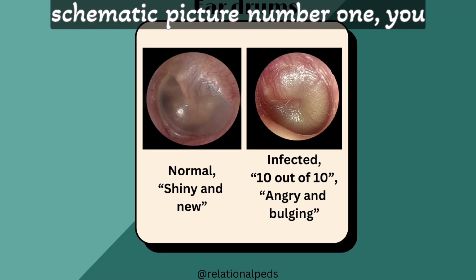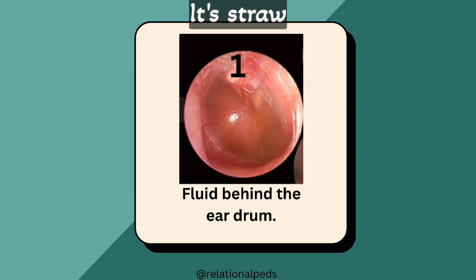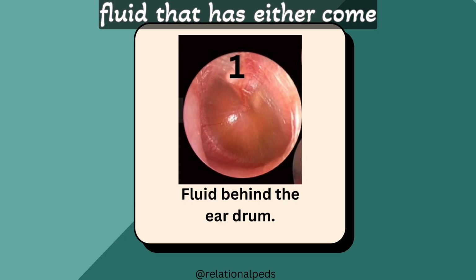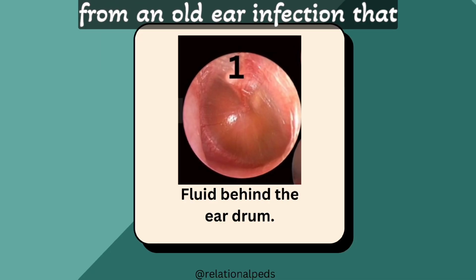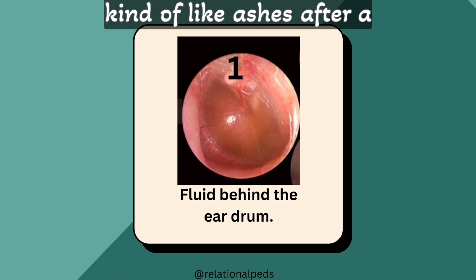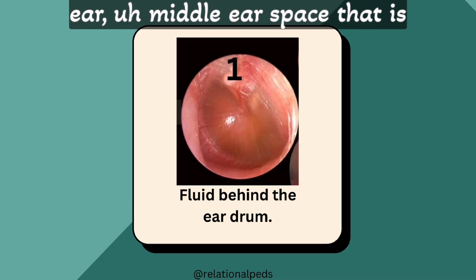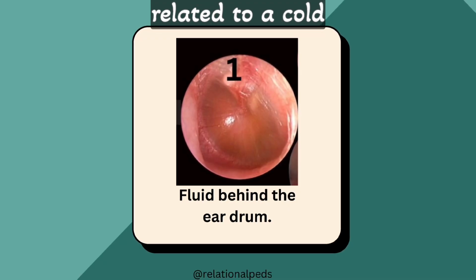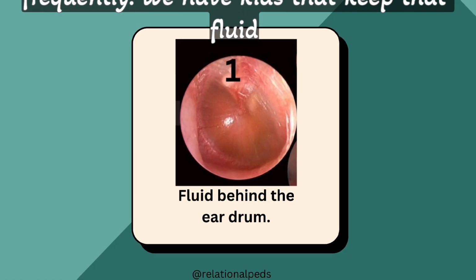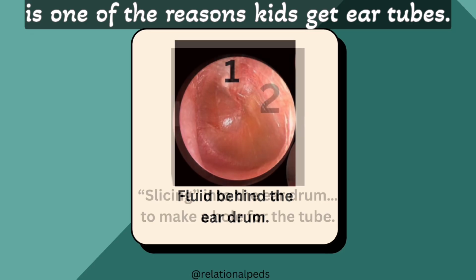Thinking about that eardrum, let's think about how ear tubes are done, just so you're informed. In schematic picture number one, you can see the fluid behind the eardrum. It's straw colored, and it is fluid that has either come from an old ear infection that has gone away, kind of like ashes after a fire, or it could be fluid in the middle ear space that is related to a cold and is going to turn into an ear infection. Frequently, we have kids that keep that fluid in there for months at a time, which is one of the reasons kids get ear tubes.